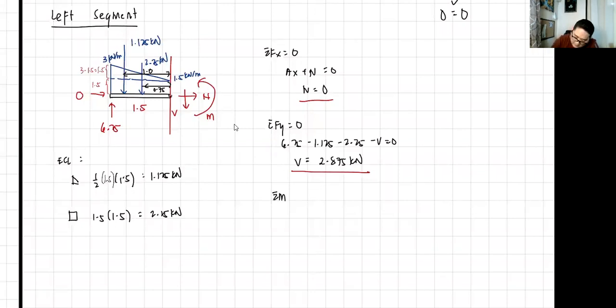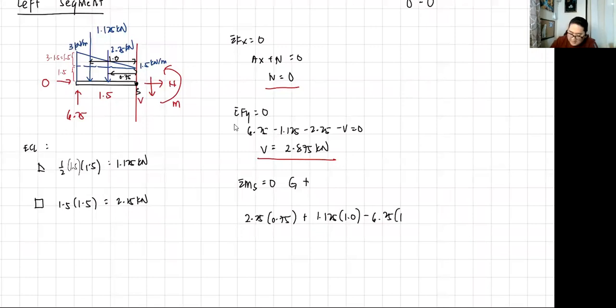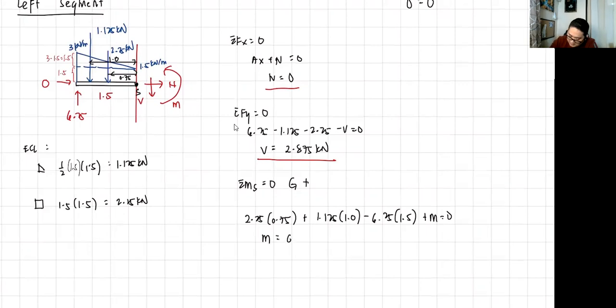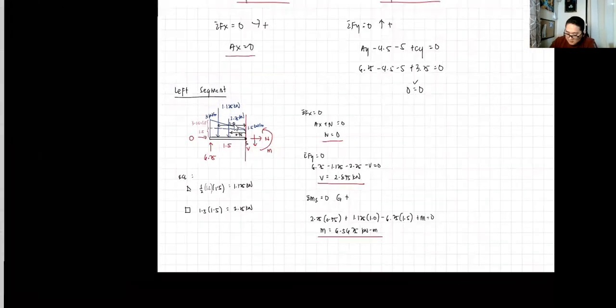Summation of moment. Gawin ko tong point S. Okay? S is equals to 0. So taking to the right as positive. So we have 2.25 times 0.75 plus 1.125 times 1.0. Then yung 6.25, so minus 6.25 times 1.5, and then last is yung moment natin, which is also counterclockwise, plus M is equals to 0. So 2.25 times 0.75, 1.125 times 1 minus 6.25 times 1.5. That is negative value, so transpose, so M is equals to 6.5625 kilonewton meter. Okay? So this is our values kapag left segment yung kinuha natin.